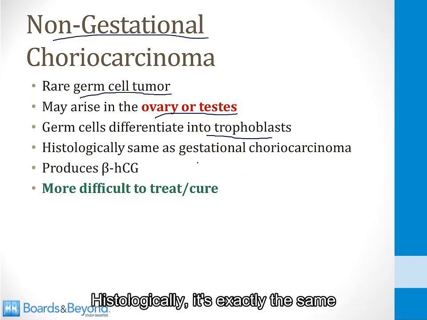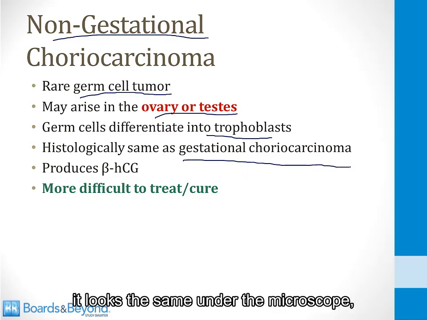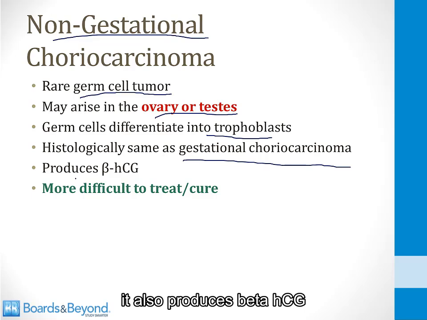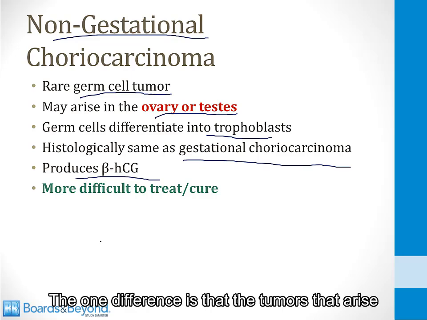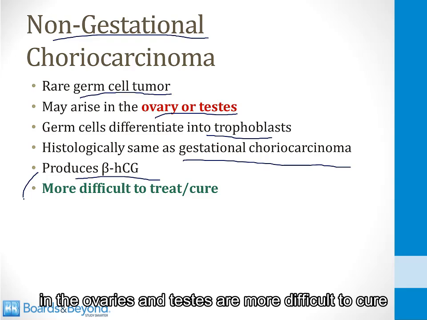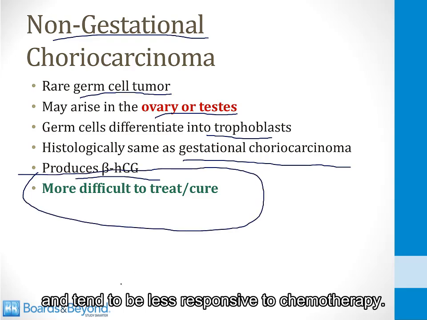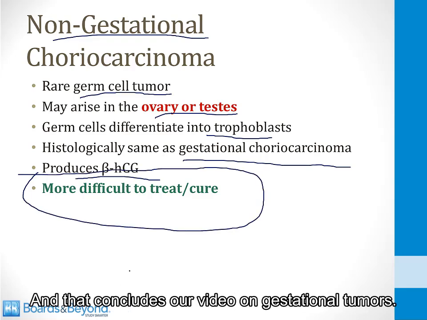Histologically, it's exactly the same as gestational choriocarcinoma. It looks the same under the microscope. It also produces beta-HCG, just like pregnancy-associated choriocarcinoma. The one difference is that the tumors that arise in the ovaries and testes are more difficult to cure and tend to be less responsive to chemotherapy. And that concludes our video on gestational tumors.